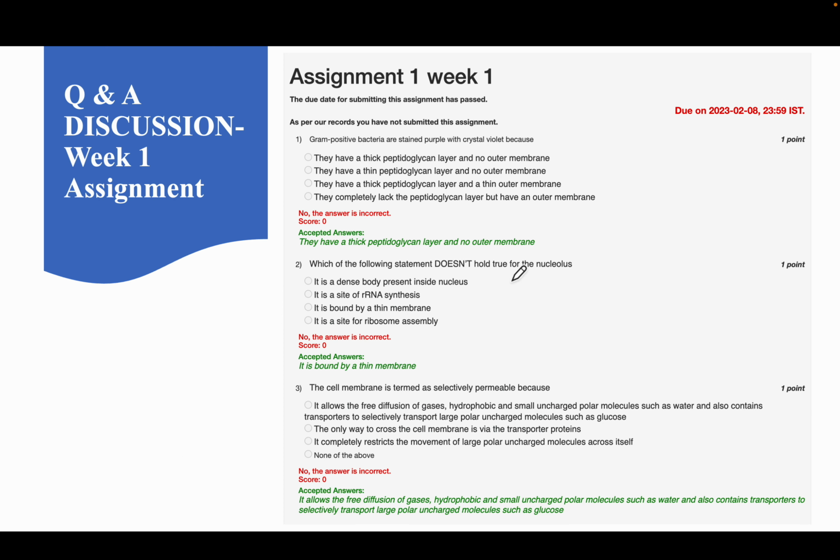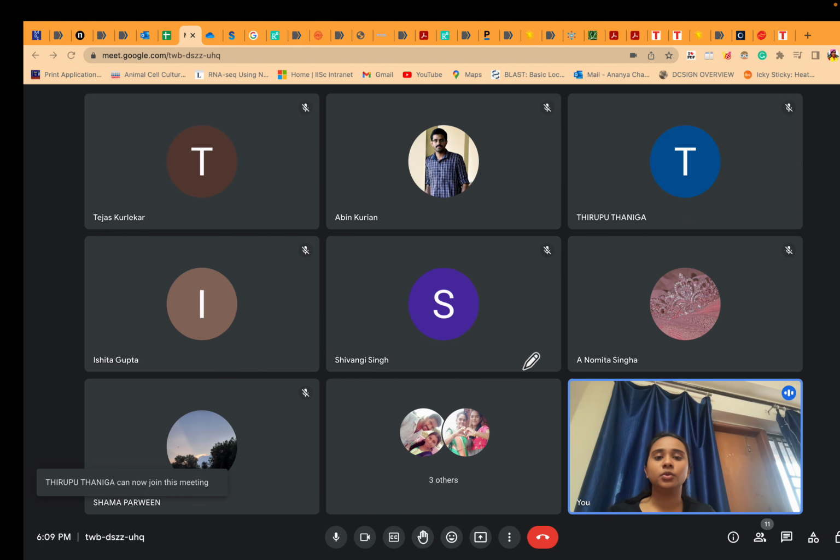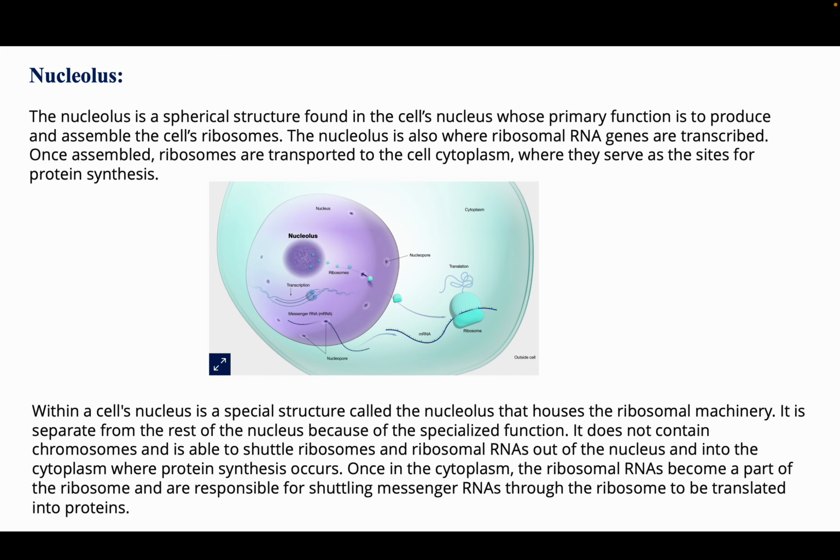So we now know the reason is that they have a thick peptidoglycan layer which can retain the crystal violet stain properly. Now coming to the next question: which of the following statements does not hold true for the nucleolus? Before going to the question, we want to know what the nucleolus is. The nucleolus is a spherical structure. It can be found in the cell's nucleus and its primary function is to produce and assemble the cell's ribosomes.